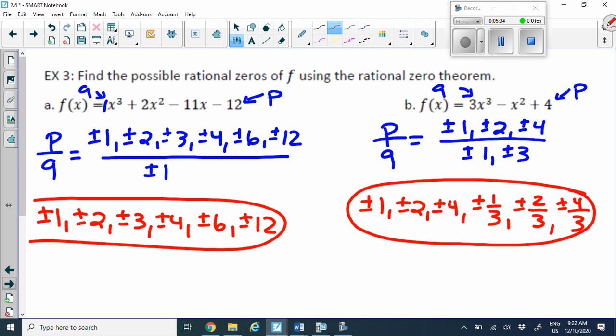Now, what does it mean to be a possible zero? That means these could be the x-intercepts of these polynomials. Are all of them the x-intercepts? No, but they are possibilities. In the next video, you're going to see how we can figure out the actual x-intercepts of our polynomials. So make sure you watch part 3 of the 2.6 notes.